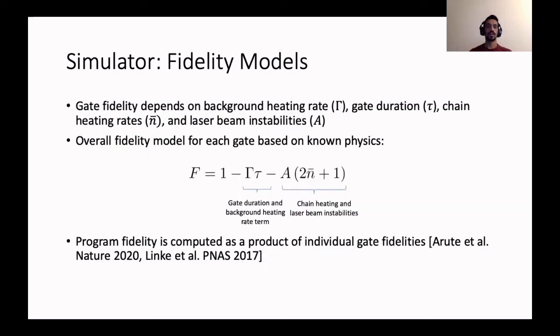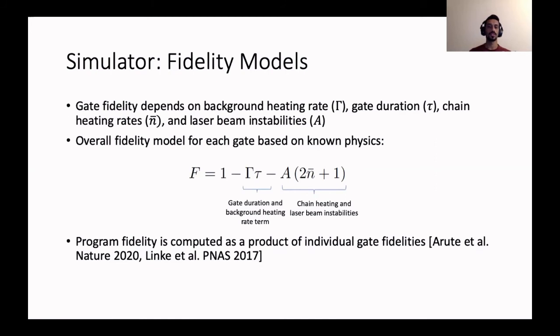Simulating fidelity is one of our key objectives with this paper. We model the gate fidelity as a factor that depends on the background heating rate of the trap, the gate duration, the chain's heating rate, and instabilities from the laser beam used to perform the 2-qubit gate. The overall 2-qubit gate fidelity model that we use is based on known physics for these kinds of systems. The fidelity equation has basically two terms. The first term depends on the gate duration and the background heating, and the second term includes the factors from just the chain heating and the laser beam instabilities.